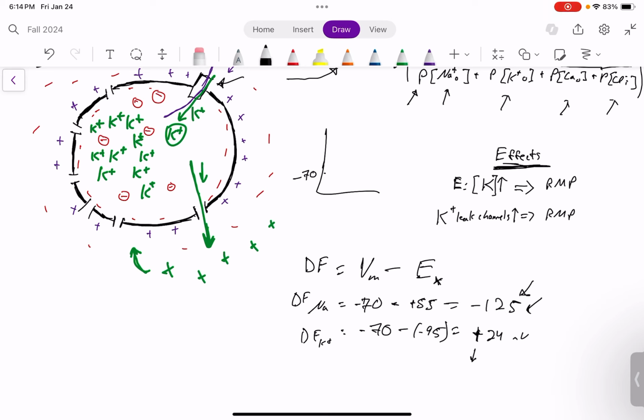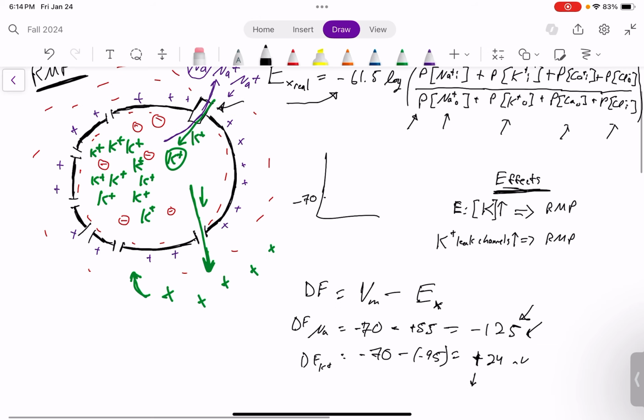And what's the magnitude of it wanting to leave? It's positive 24. So we can see here that if there were to be a channel opened that allows both sodium and potassium in, the magnitude of sodium's driving force is considerably larger. So sodium would outrun potassium, per se. So that's a quick discussion on the driving force right there.